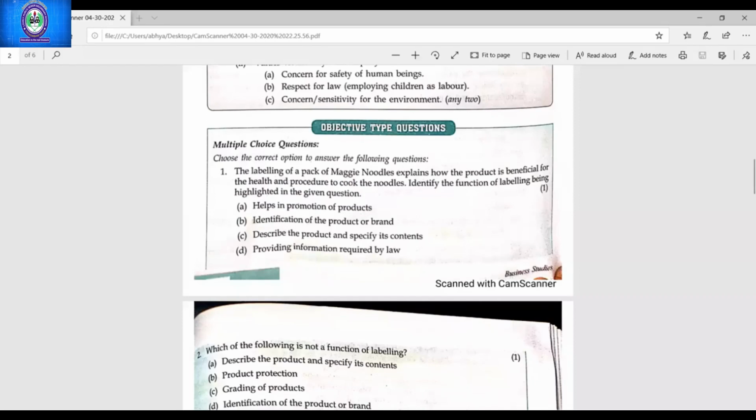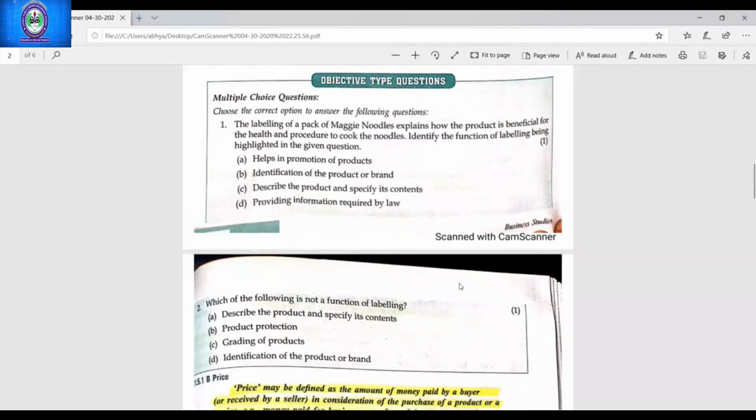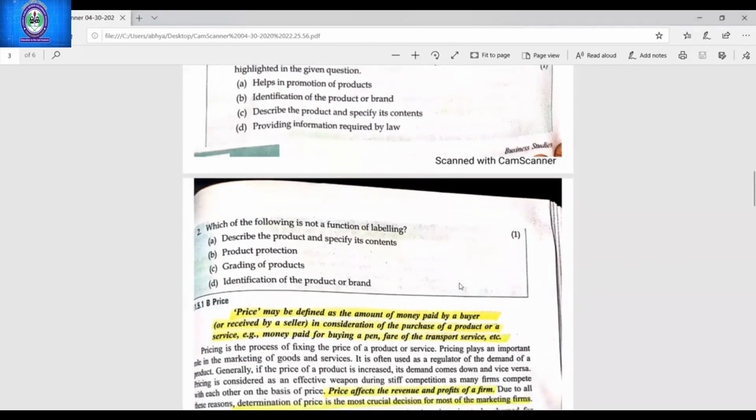Yes, it's A. It's not C. Ma'am, it helps in promotion of the product. It does the promotion because it tells everything about the product. Providing information, here there is no information provided by law like a green dot or red dot or any statutory warning. It is not given here. So this cannot be the part D.